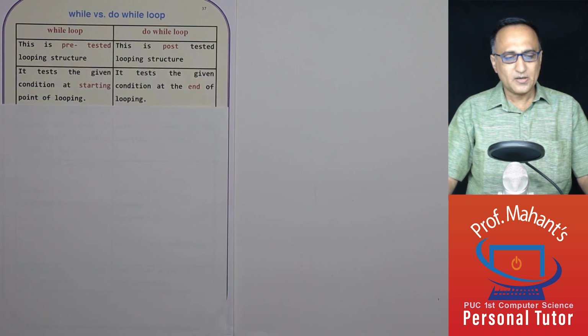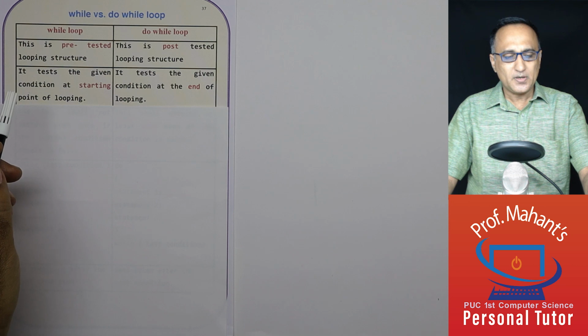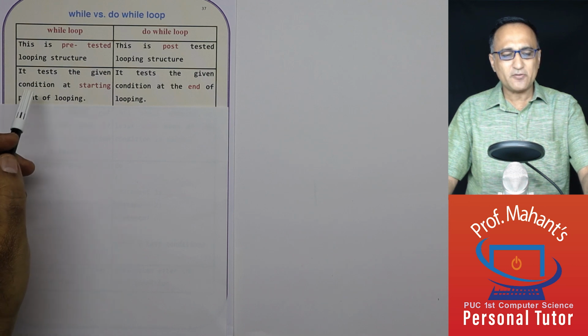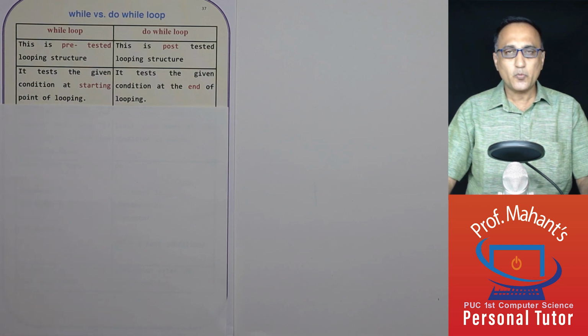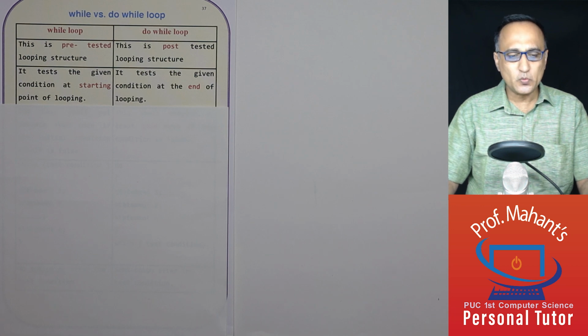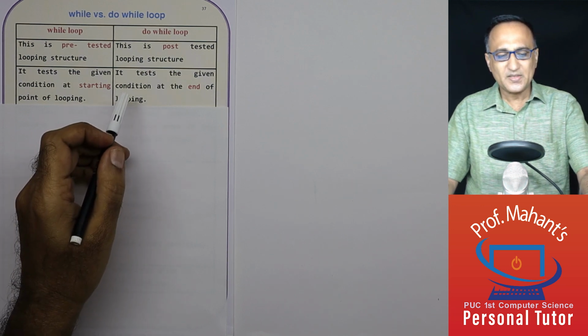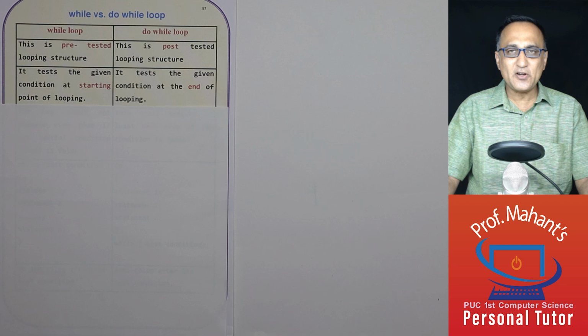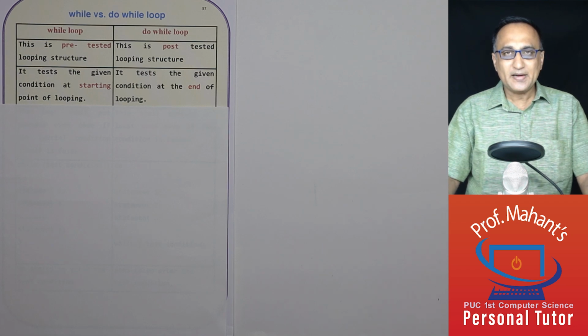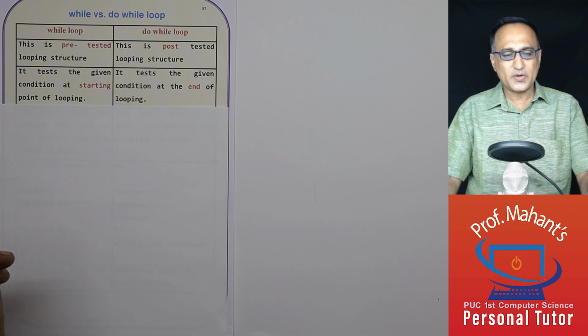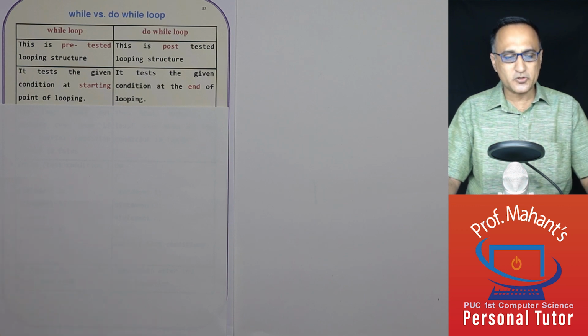Now, in the while loop, by testing at the beginning of the loop, we may not even enter the loop even once. Here, it tests the condition at the end of the loop, thereby, it is going to execute the loop at least once. Alright, that's why one is called a pre-test and one is called a post-test loop.